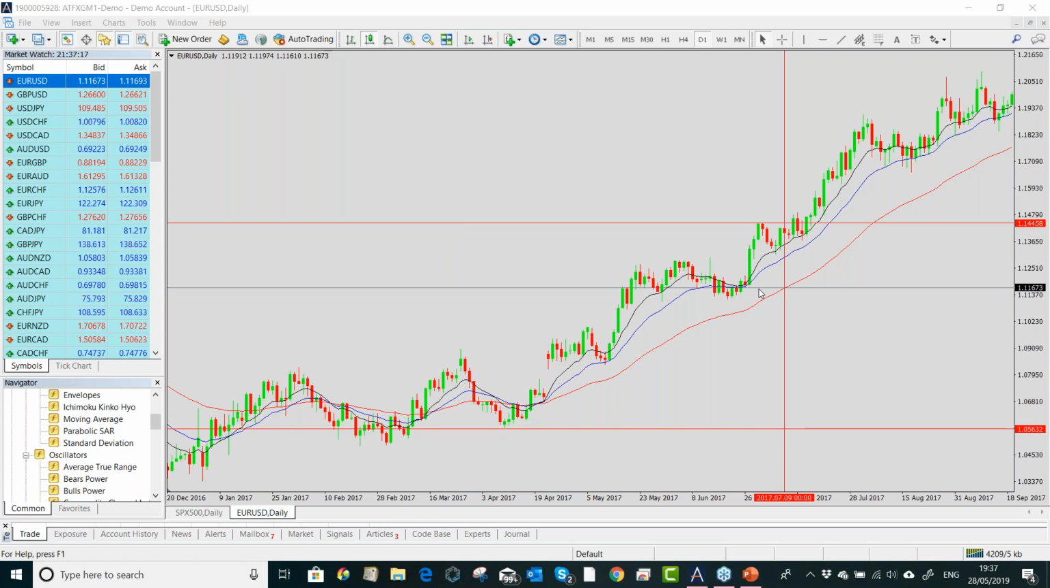Moving averages I'm using are the 50, the 20, and the 10 moving averages.